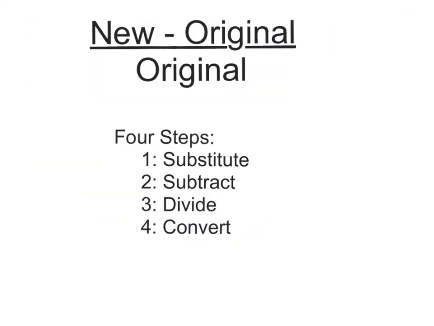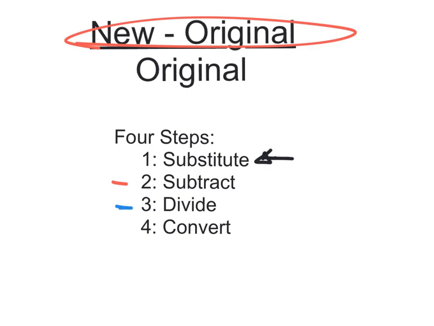So that's our process for finding percent of change. Again, that formula is new minus original divided by original. The 4 steps that we want to go through here. The first thing is substitute. We want to fill in the new and original into the formula. Then we're going to subtract. We're going to subtract that new minus original. Once we do that, we're going to divide. We're going to divide that change by the original.